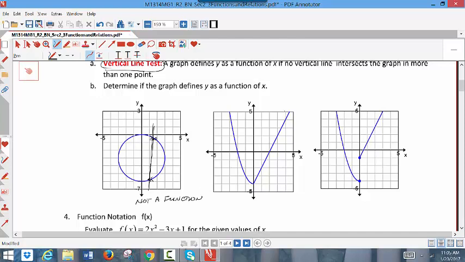Now the next example, if I strike a vertical line anywhere I want to put one, it will never cross the blue graph more than once. So this one is, yes, a function.